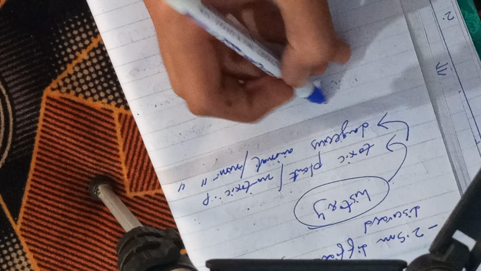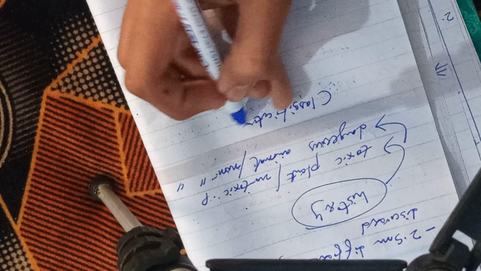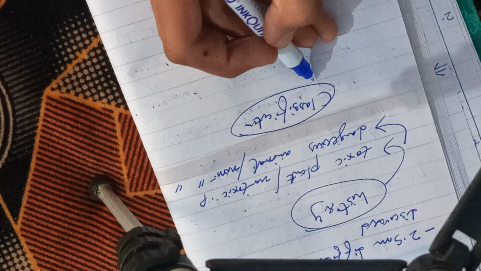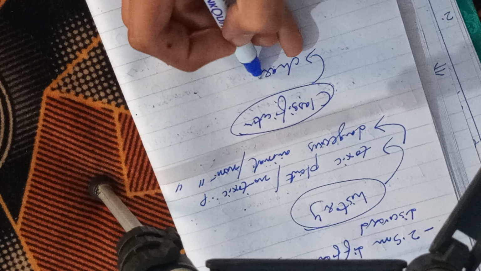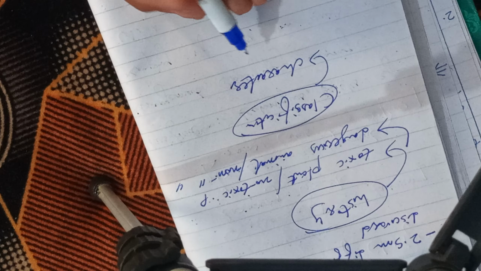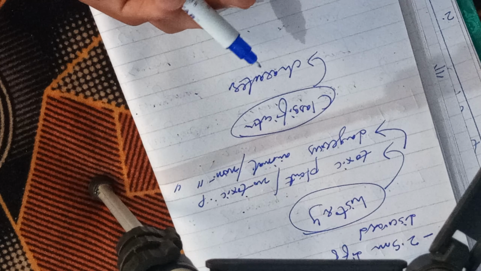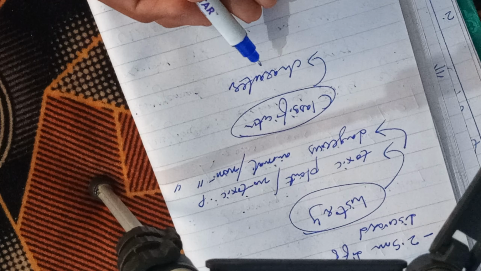what is the classification based on? Classification is based on characters, right? What are we looking at in characters? First of all, let us understand what the characters are.